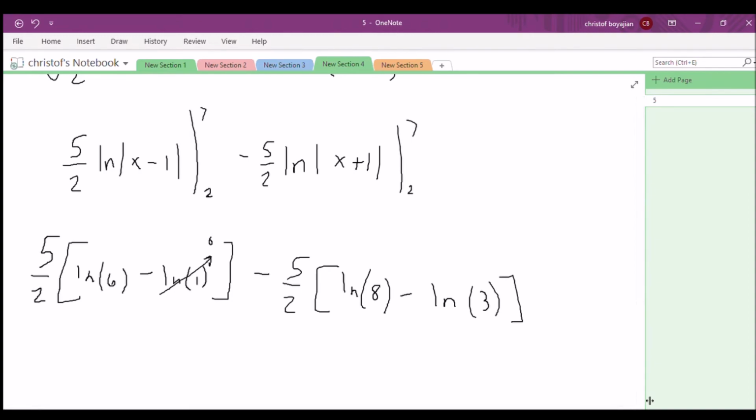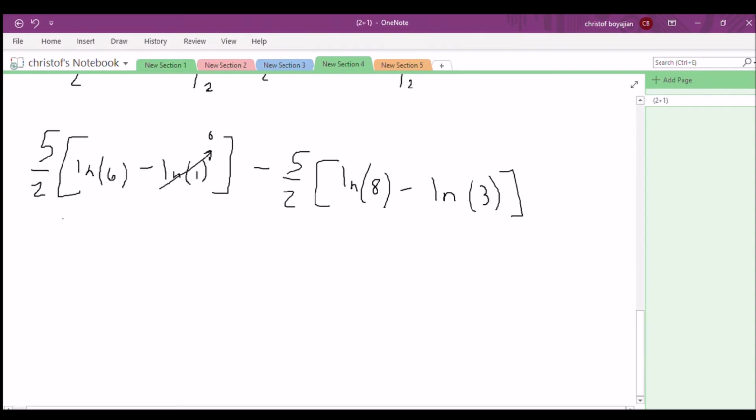All right. And we can go ahead and simplify this, right? So I'm going to pull out or factor out a 5 over 2. So we have natural log of 6 minus whatever this is. So natural log of 8 minus natural log of 3. Now remember the properties of logs. When you subtract two separated logs, you actually can combine them and use division properties. So it's going to be equivalent to natural log of 8 divided by 3.